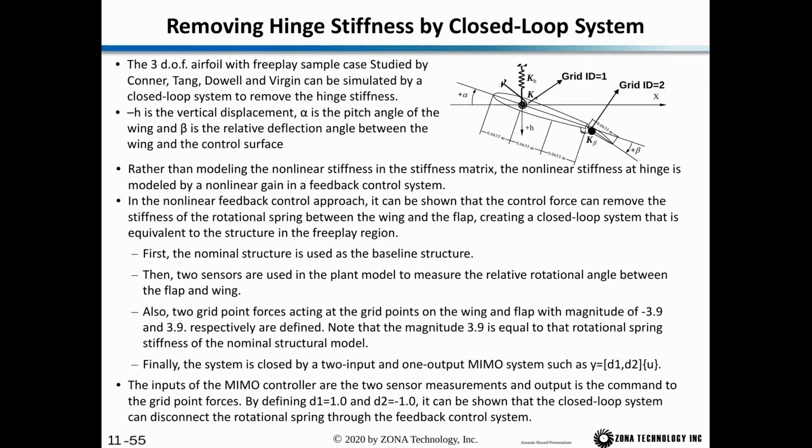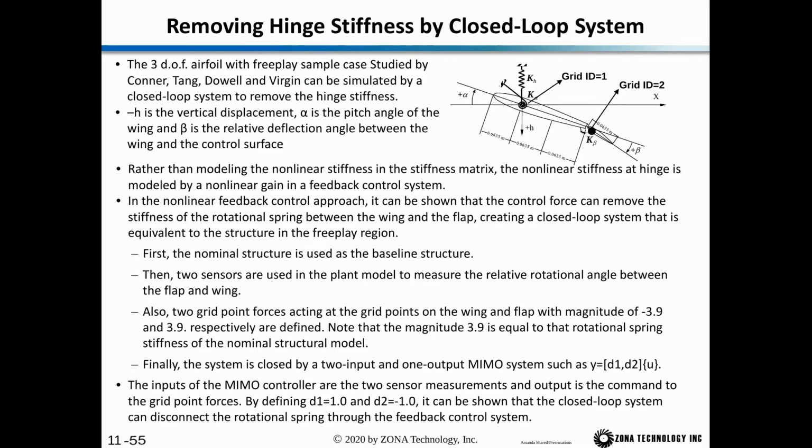In the nonlinear feedback control approach, it can be shown that the control force can remove the stiffness of the rotational spring between the wing and the flap, creating a closed-loop system that is equivalent to the structure in the Freeplay region. So first, the nominal structure is used as the baseline structure. Then two sensors are used in the plant model to measure the relative rotational angle between the flap and the wing, and two grid point forces acting at the grid points on the wing and the flap with a magnitude of minus 3.9 and positive 3.9 are defined.